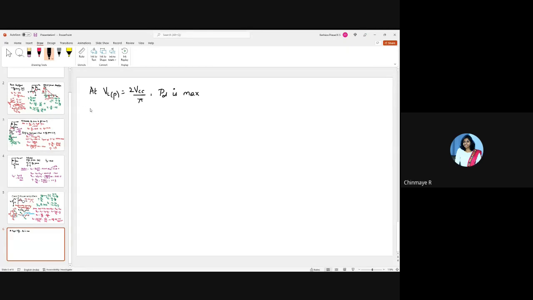So we have seen that PD is equal to 2 VCC VL of P by pi RL minus VL of P square by 2 RL. Correct? So now you have to substitute VL of P equal to 2 VCC by pi and then find out what is the maximum power dissipated by both the transistors.